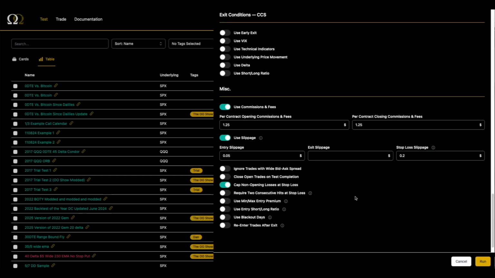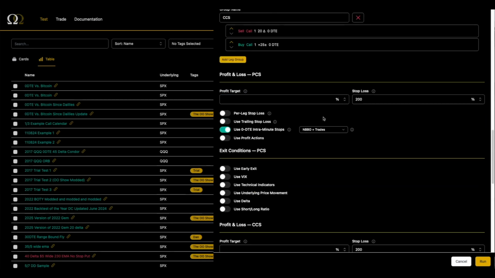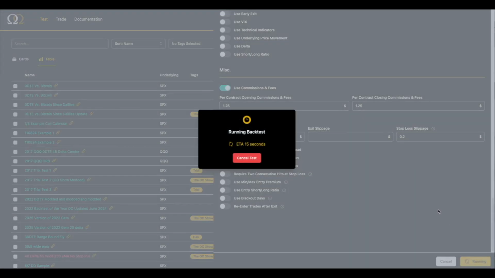Why am I choosing it? Because this is a demo, and I'm demoing how most people backtest 0 DTE iron condors. They do 3 things. And if you don't do all 3, you're not doing it the way most people do them. Capping losses is one of the 3, but they have stop loss slippage and they use IMSL. And then we're going to run this.